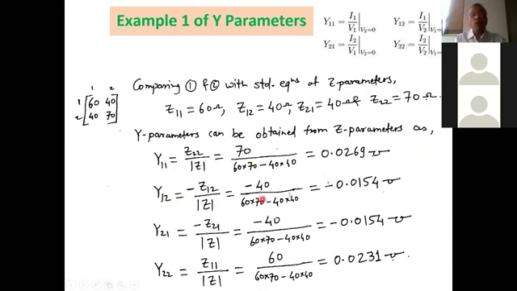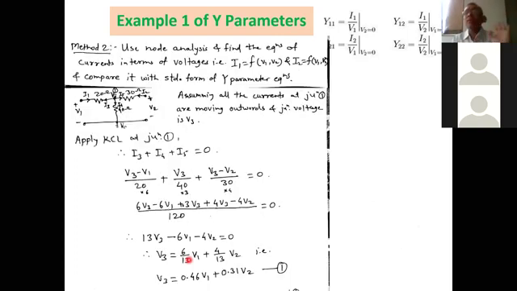For Y12, simply do this division. It is coming as minus 0.0154 mho. Y21 is minus 0.154 mho, and Y22 equal to 0.0231 mho. So these parameter values Y11, Y12, Y21 and Y22 we have got from one method. Which was the method? From the Z parameters, you calculated the value of Y parameters. You can calculate Y parameters even directly.